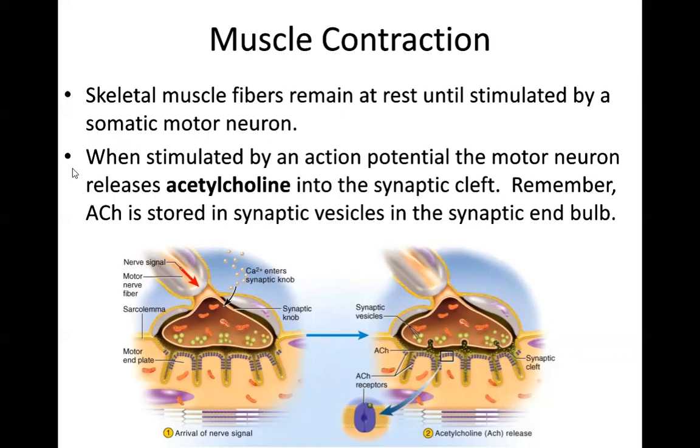Okay. And when stimulated by an action potential, the motor neuron releases acetylcholine into its synaptic cleft, where it then crosses the cleft and binds to receptors on the other side. We all know all that wonderful stuff that is involved with synaptic transmission, where calcium enters the bulb, synaptic vesicles move towards the cleft, exocytosis occurs, in this case, acetylcholine is released.